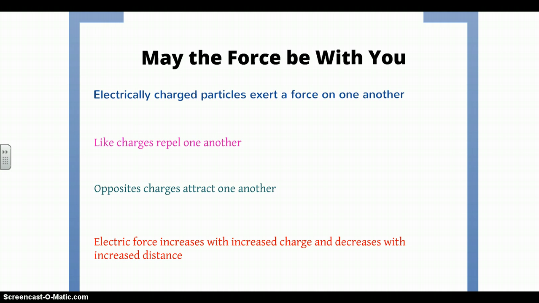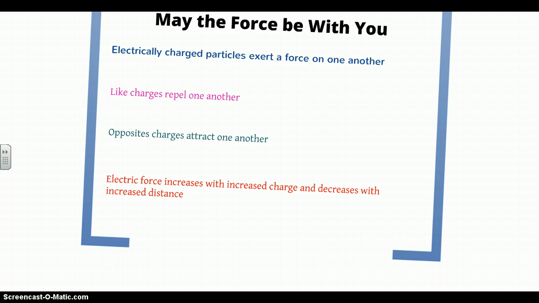It'll also decrease with increased distance. That's kind of hard to understand, but all it's saying is if you have a proton that is really close to an electron, really next to each other, they're going to be attracted to one another because they're so close. On the other hand, if you have a proton and an electron that are 20 feet away from each other, they're not really going to have an electric force on each other because they're just too far away. Their electric field, in other words, those charges that come from them, just doesn't reach that far. It's too much distance.